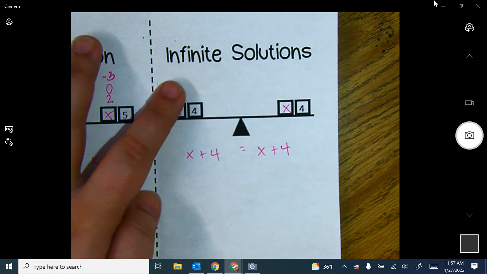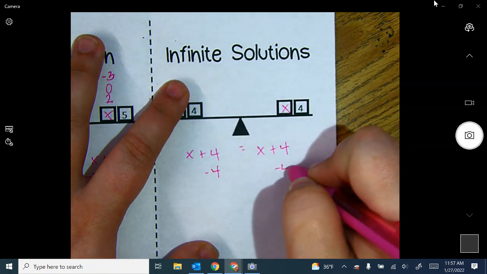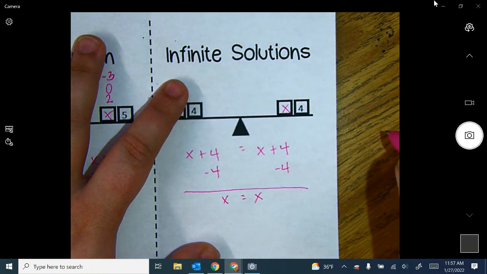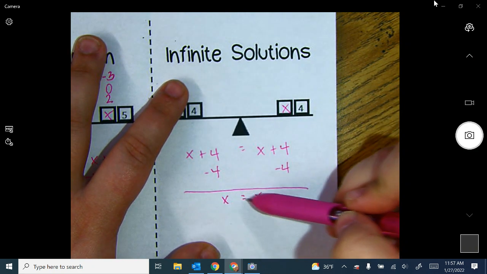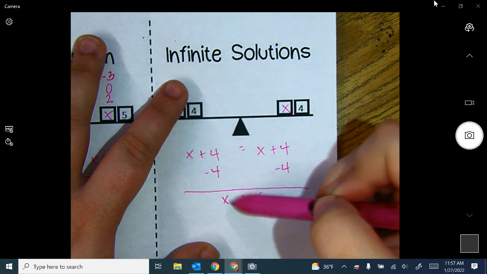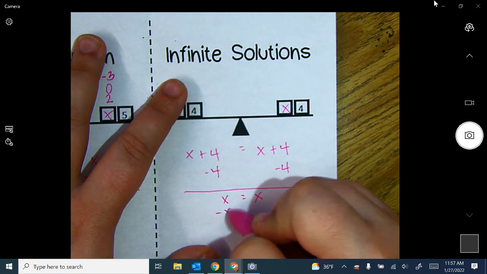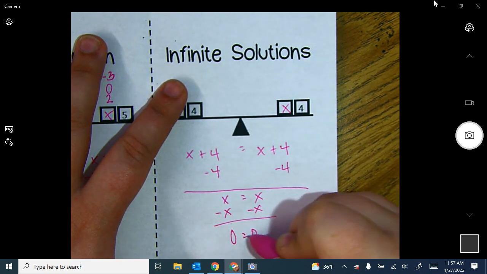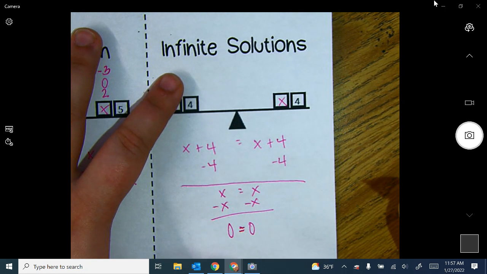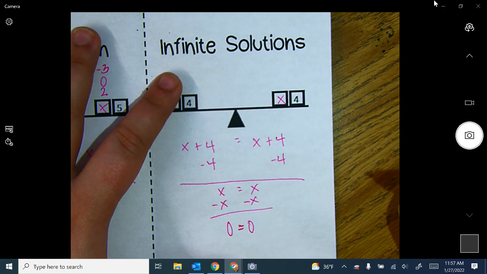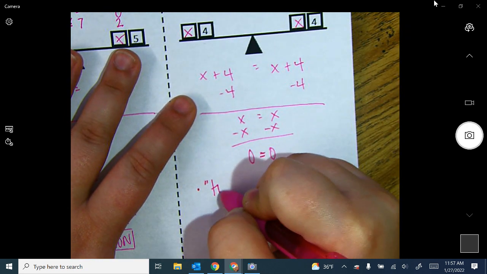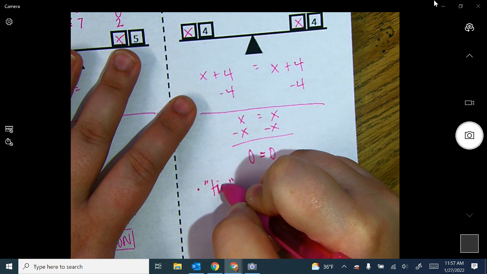But using my matching sets, I can take away 4 from both sides, and I would end up with x equals x. So again, think about that. A number equal to the same number. No matter what that is, it's always going to be true, right? So matching sets, I can take away an x from both sides, and now I have 0 equals 0. And think to yourself, is there ever an instance where 0 would not equal 0? No, right? 0 is 0. That's what it is. So we end up with a tie. That's an IE, I promise.